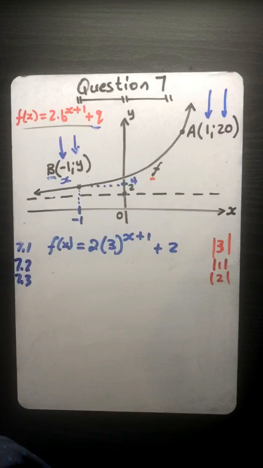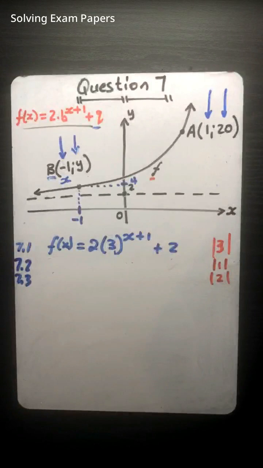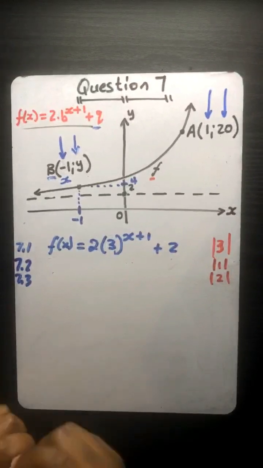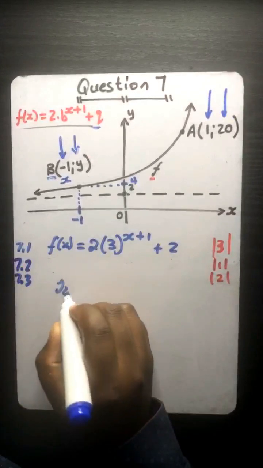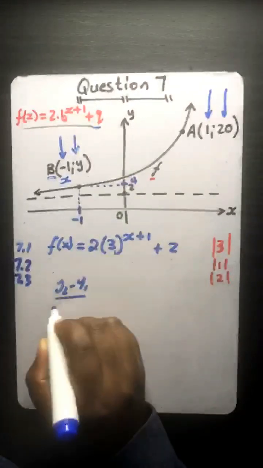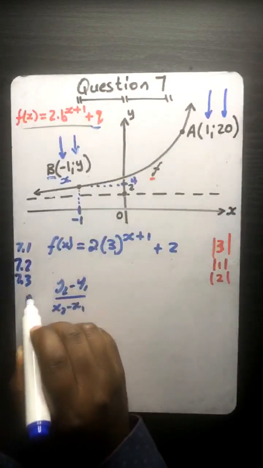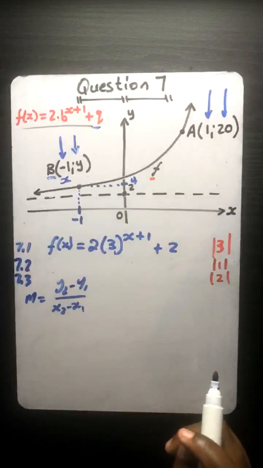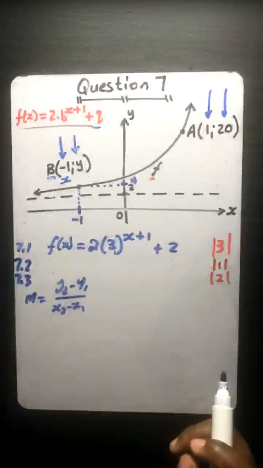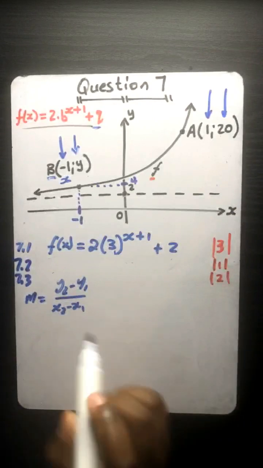Okay, I'm not sure, but wouldn't you use your gradient formula, which is y2 minus y1 over x2 minus x1, for the points A and B? 100%. I'm pretty much sure that most of you were suspecting that this is the formula that we're going to use.